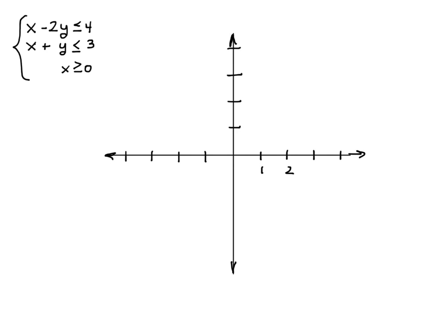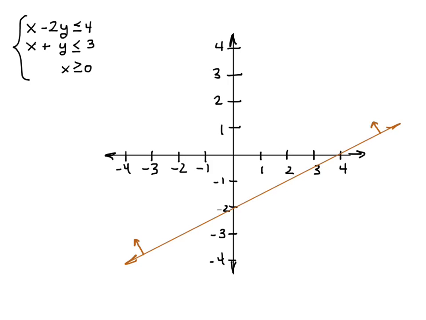And so I take the first one, and I'm going to say, all right, x minus 2y is 4. So when x is 0, y is -2. And when y is 0, x is 4. And then I'm going to test my point 0, 0. If I put 0, 0 into the first equation up here, I get 0 minus 0 is less than 4. That's true. So I put my little lines that say I'm above this line.